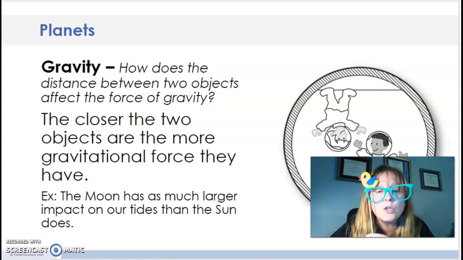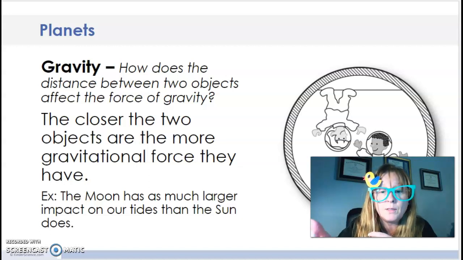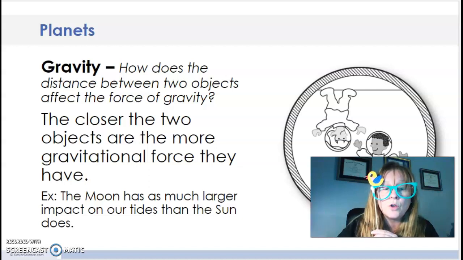The closer the two objects are, the more gravitational force they have. So for example, the moon has a much larger impact on our tides than the sun does. And also keep in mind another example. The reason the sun keeps everything in orbit, like we said, is that it has a larger mass. But some do wonder, if it's got such a large mass, then why does our moon not revolve around the sun instead of revolving around the earth? Well, that's because it's much closer to the earth, and the earth's pull is so much stronger on the moon. So it stays with the earth and not the sun, and the earth stays with the sun. All right, makes sense? Really good information here.